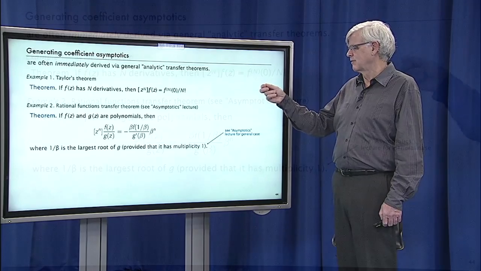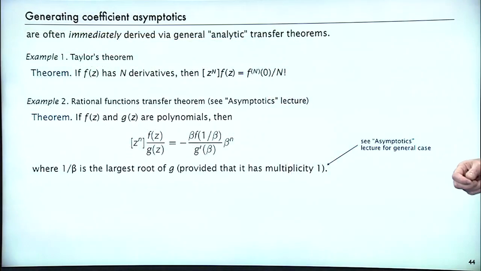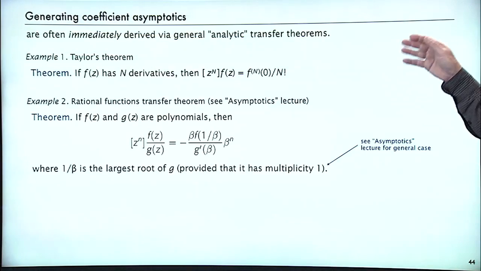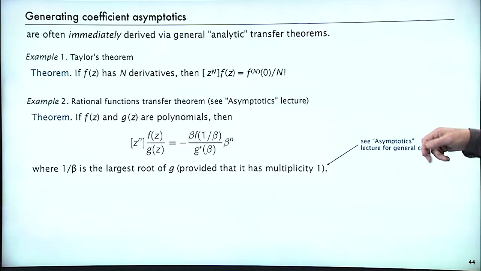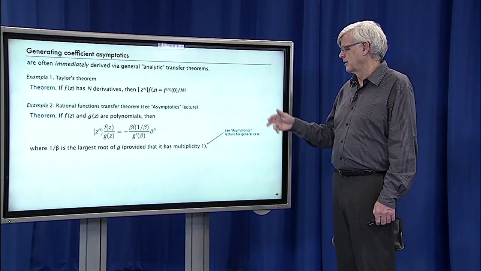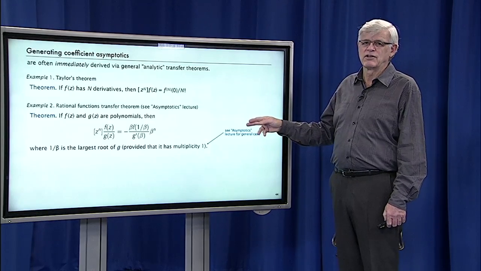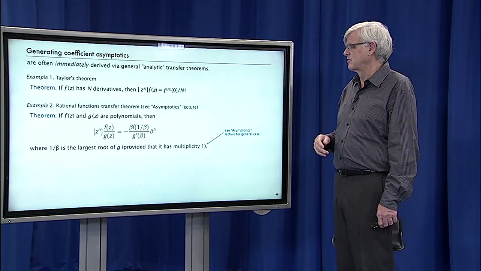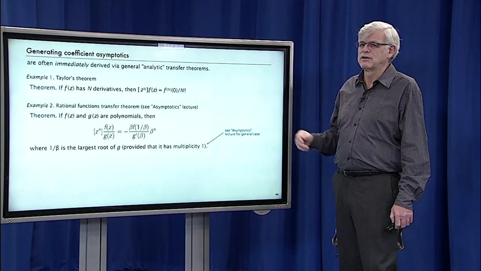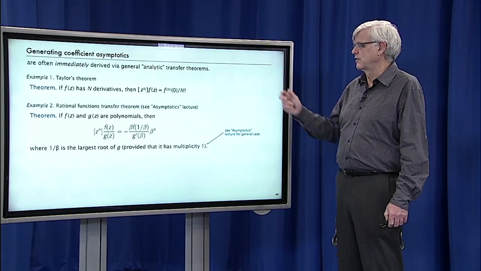Beta times f of 1 over beta divided by g prime of 1 over beta, times beta to the n. The growth is like beta to the n, and that's the constant if that root has multiplicity 1. And we have a better, more complicated formula that depends on the multiplicity if it has higher multiplicity. So those are two examples of transfer theorems, and we use those.